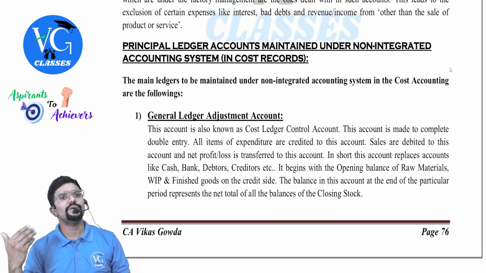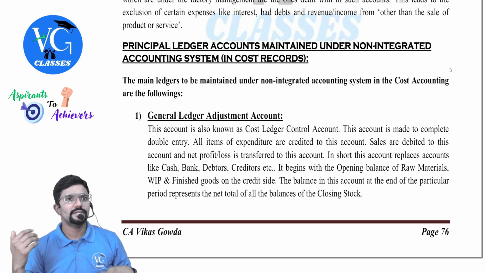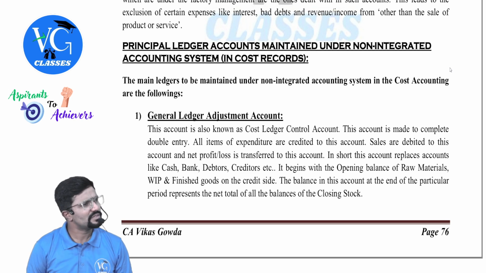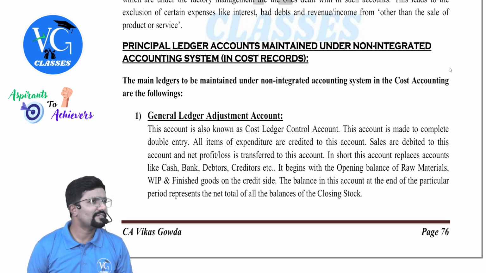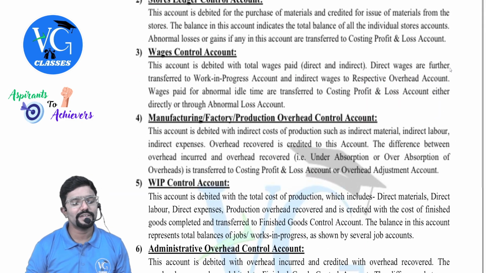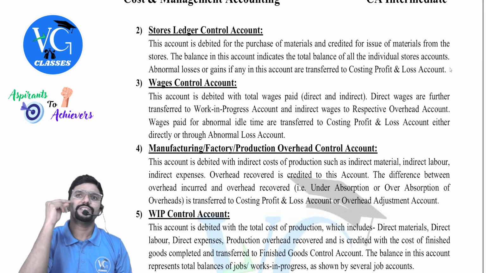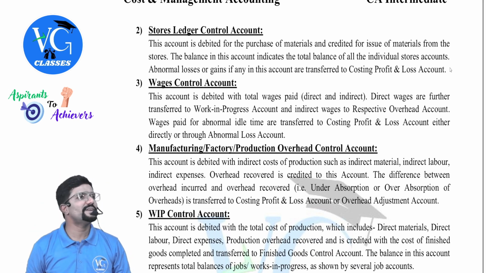See guys, for a few accounts, alternate names will be there. Sir, which name should I use in my answer? Which name are they using in the question? Same name you use. Clear? For example, for stores ledger, we also call it material control account. Now, assuming in the question they have used material control, you also use material control.